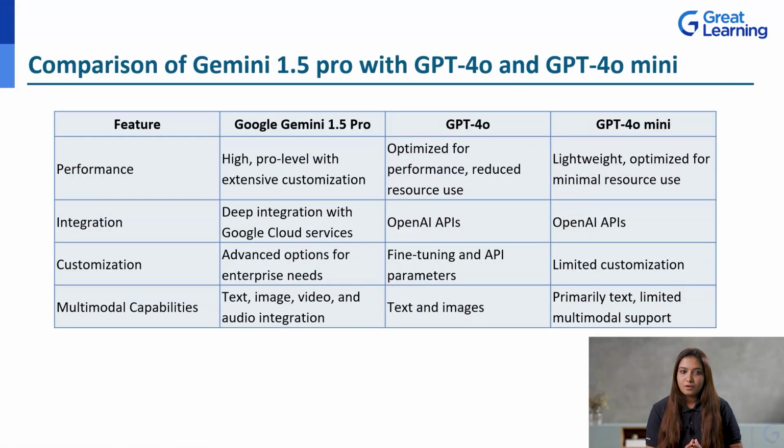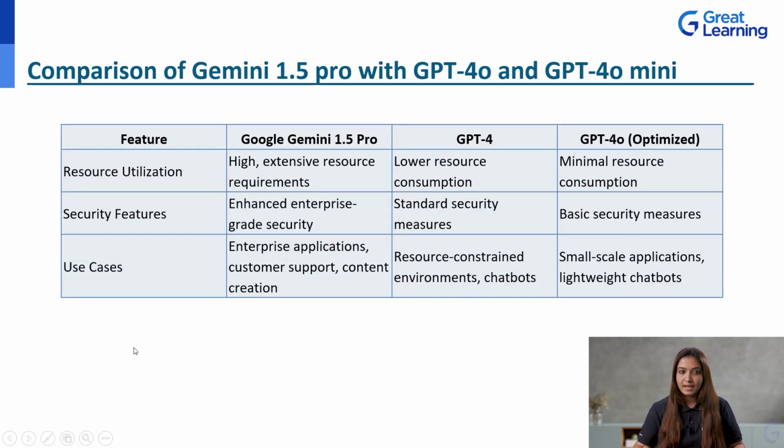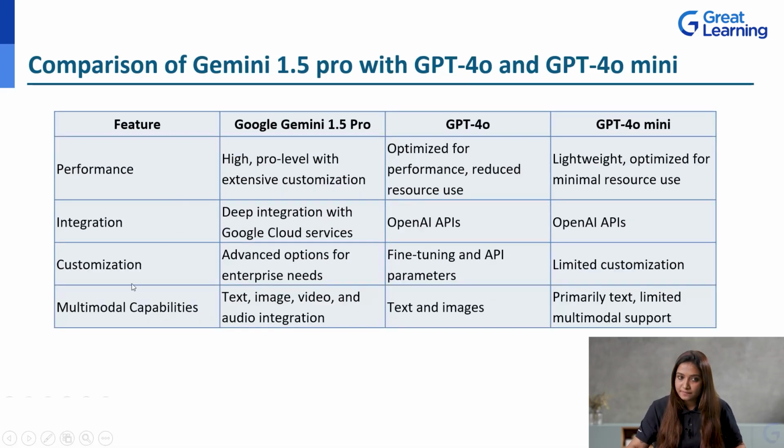Let's have some feature comparison before we go execute a few prompts. Here, we have certain features, that is performance, integration, customization, multimodal capabilities, resource utilization, security features, and use cases. Across all these features, we will compare all the three models, that is Google Gemini 1.5 Pro, GPT-4o, and GPT-4o Mini, right?